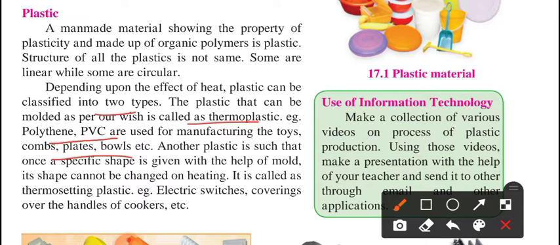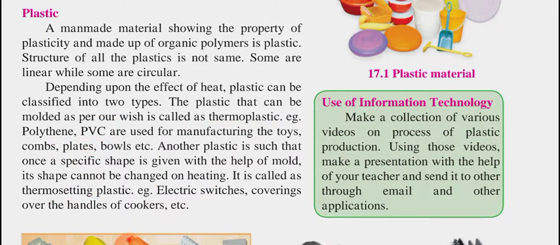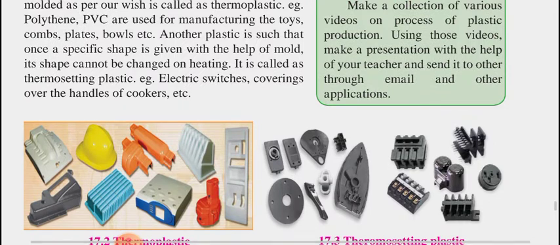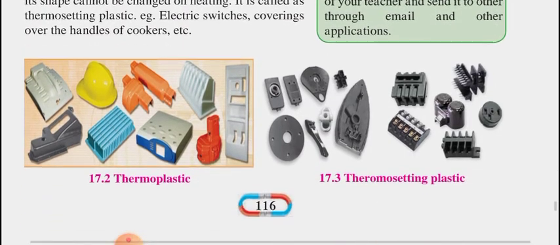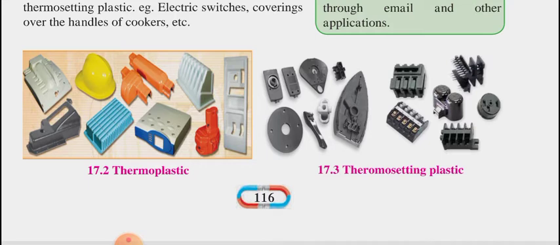Another plastic is one where a specific shape is given with the help of a mold. Its shape cannot be changed on heating. It is called thermosetting. So we have two different types of plastic: one is thermoplastic, another one is thermosetting. Examples are electric switches and coverings over the handles of cookers. These are hard plastics which we cannot mold again or give new shapes.